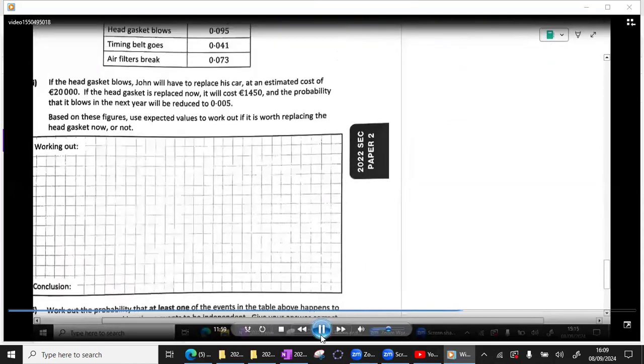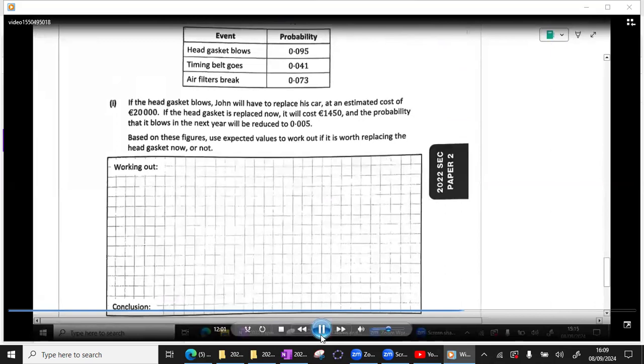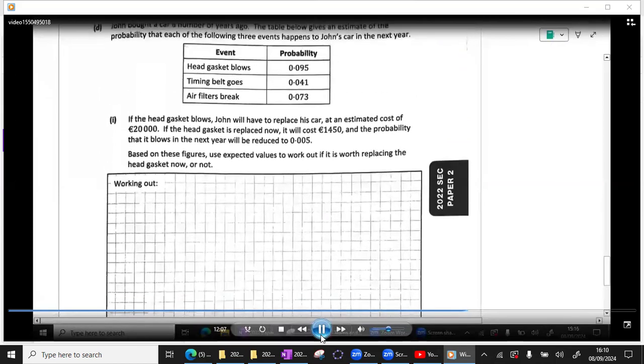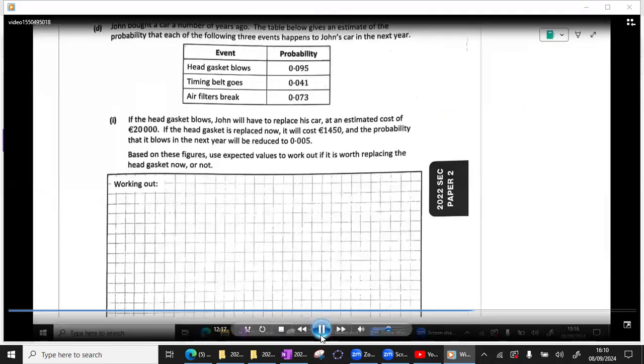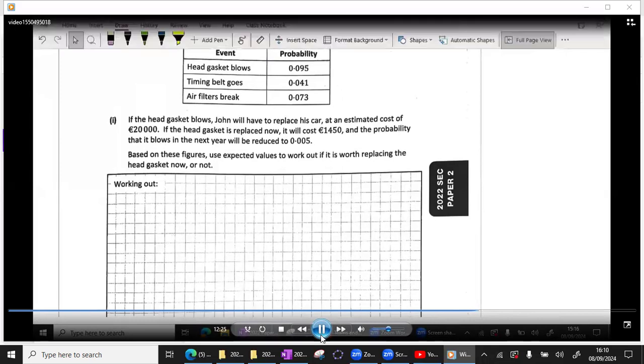Okay, what's left in this? Just a quick look at this. If the head gasket blows, John will have to replace his car at an estimated cost of 20,000. If the head gasket is replaced now, it will cost 1,450, and the probability that it blows in the next year will be reduced to 0.005. Based on these figures, use expected value to work out if it's worth replacing the head gasket now or not.